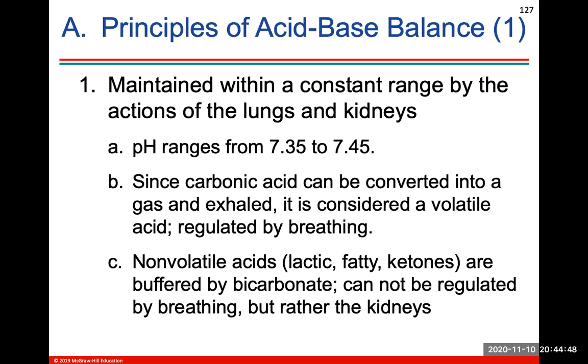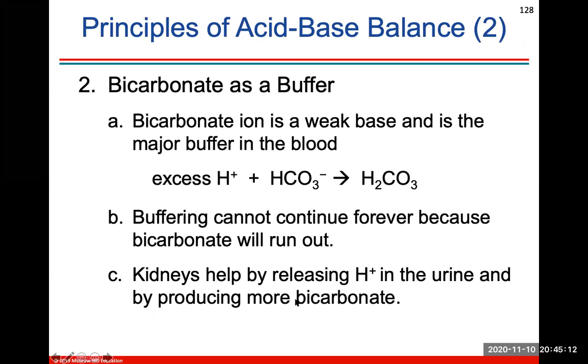The normal pH range of blood is from about 7.35 to 7.45. Since carbonic acid can be converted into a gas, carbon dioxide, and easily exhaled, it's considered a volatile acid, and it will be regulated by breathing. Non-volatile acids are buffered by bicarbonate, they cannot be regulated by breathing, and they're regulated by the kidneys. Bicarbonate acts as a buffer; the ion is a weak base and the major buffer in the blood. The buffer helps to maintain normal blood pH levels.